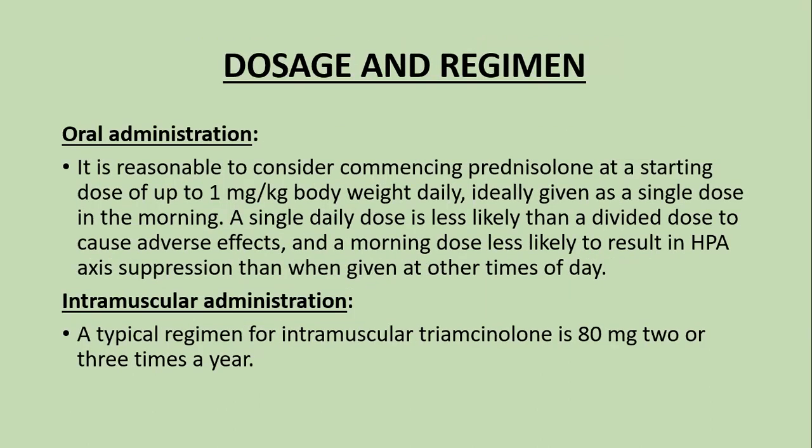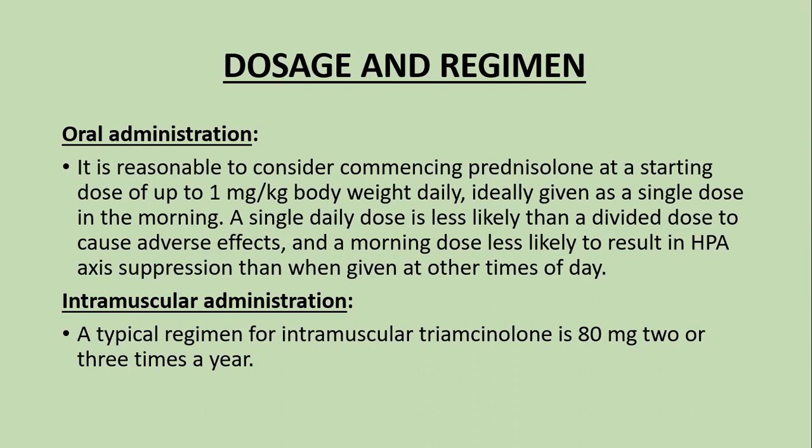The dosage and the regimen. Oral administration. It is reasonable to consider commencing prednisolone at a starting dose of 0.5 milligram per kg or 1 milligram per kg, depending upon the skin condition, in a single morning dose. A single daily dose is less likely than divided doses to cause adverse effects, and a morning dose is less likely to cause suppression of the hypothalamic pituitary axis.